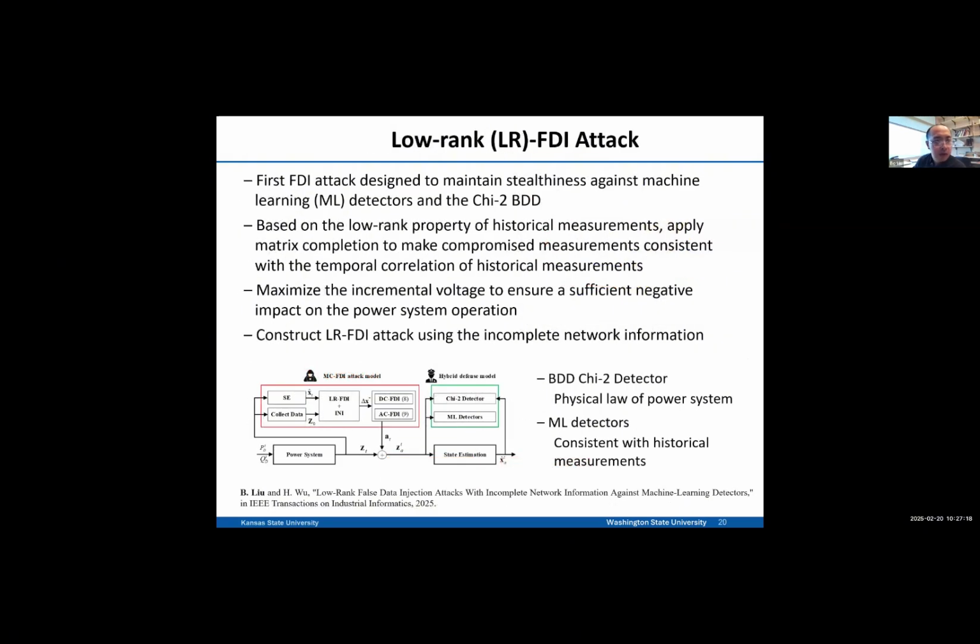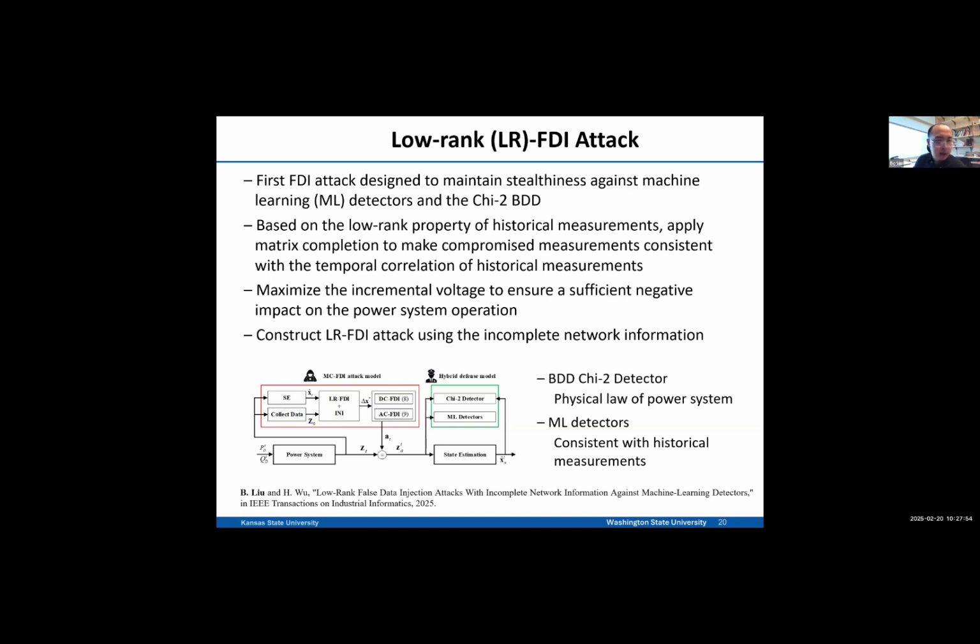In our work, we propose a low-rank FDI attack. It is the first FDI attack designed to remain stealthy against both machine learning detectors and chi-square bad data detectors. Based on the low-rank property of the historical measurements, we applied matrix completion to make the compromised measurements consistent with historical measurements. At the same time, we maximize the incremental wattage to ensure the attack has sufficient negative impact on power system operation.